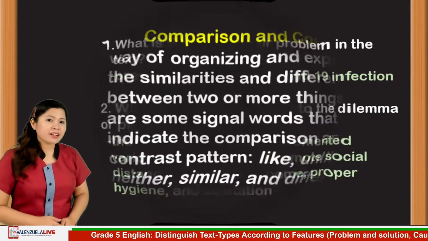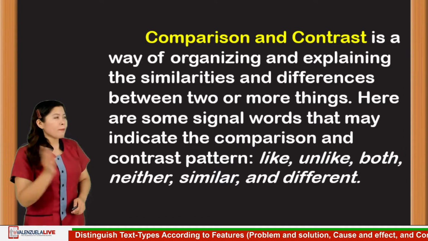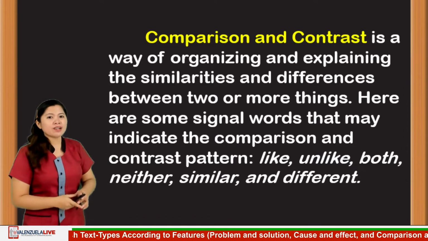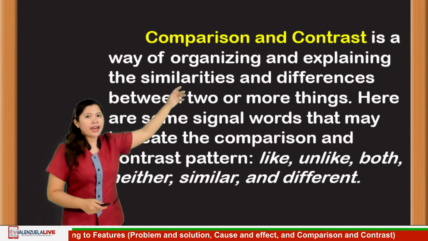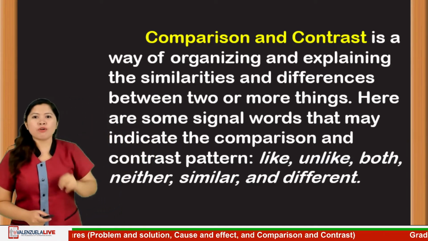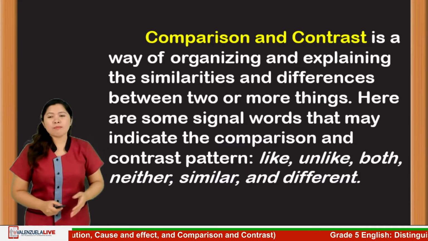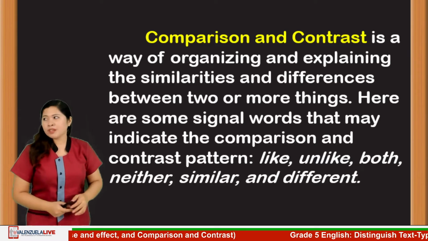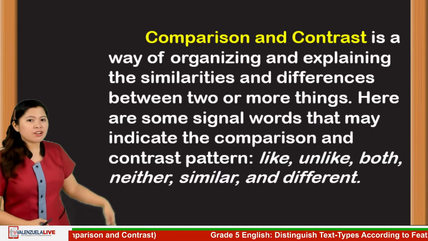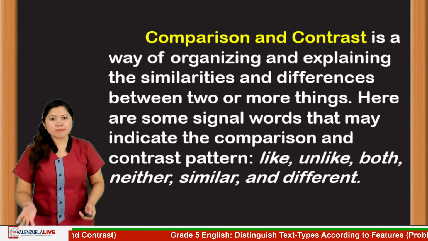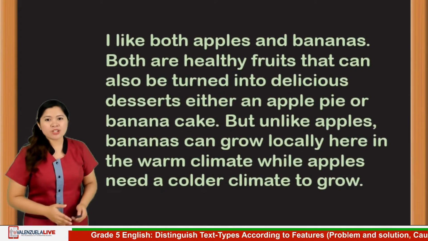Another type of text, according to feature, is comparison and contrast. So comparison and contrast is a way of organizing and explaining the similarities and the differences between two or more things. Here are some signal words that may indicate the comparison and contrast pattern with the use of the words like, unlike, both, neither, similar, and different. Now, let us analyze this example of a text that shows comparison and contrast.